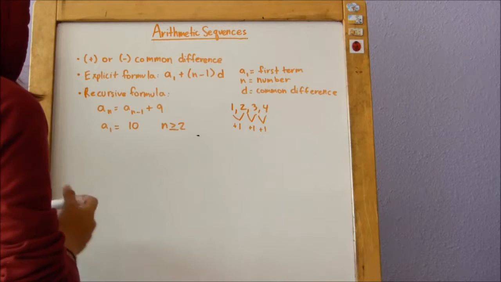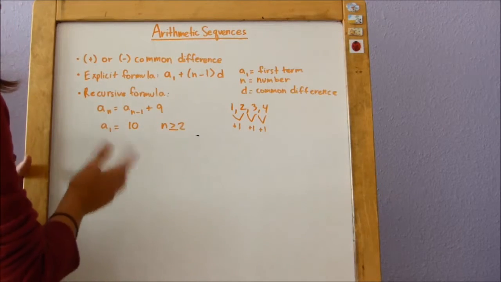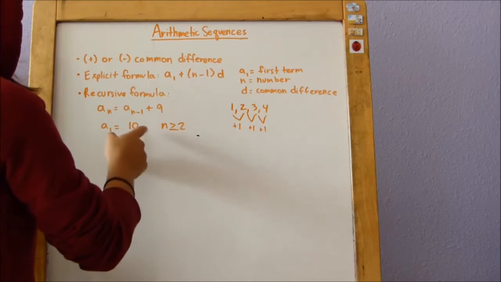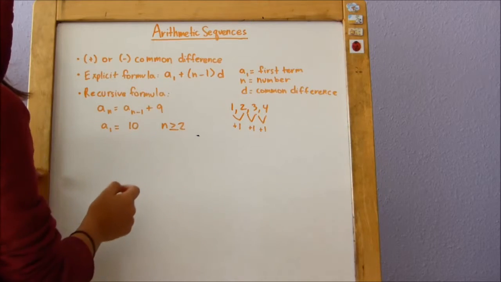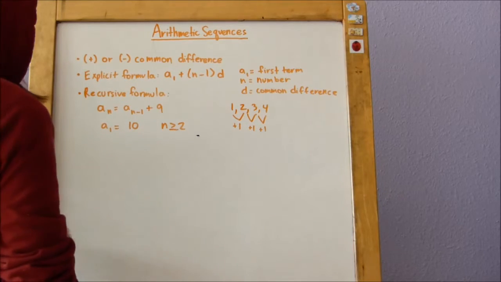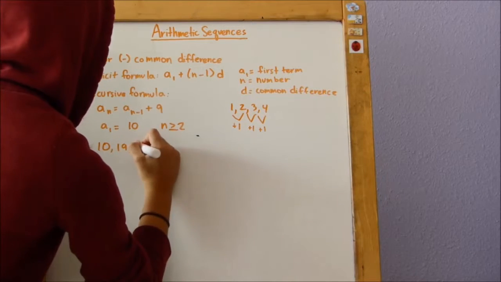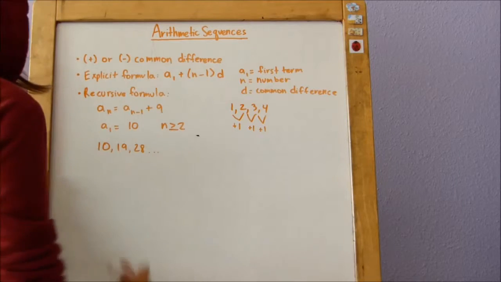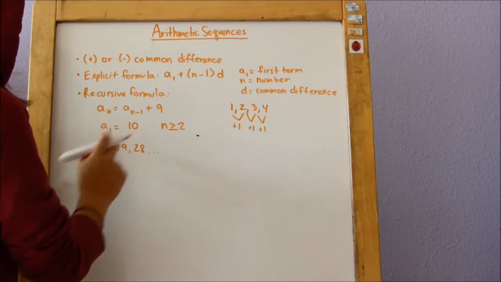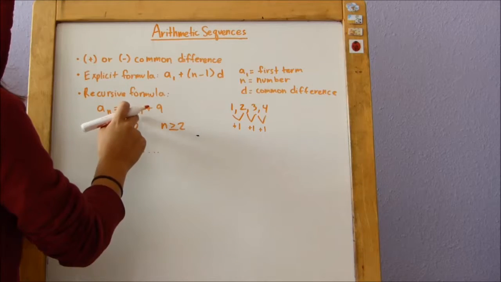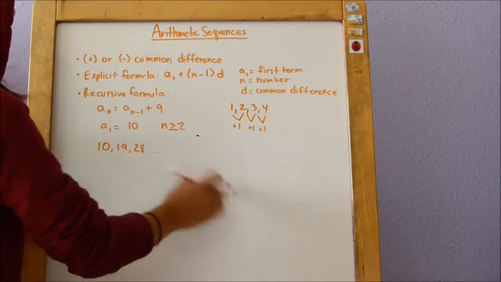Now the recursive formula for arithmetic sequences isn't really used for solving numbers, because you would have to know the number before that number to get the answer. Here's an example of one. Say our sequence went 10, 19, 28, etc. This would be the recursive formula for it, because you can see that the first term is 10, and then to each term before that you add 9. So just keep going on and on.